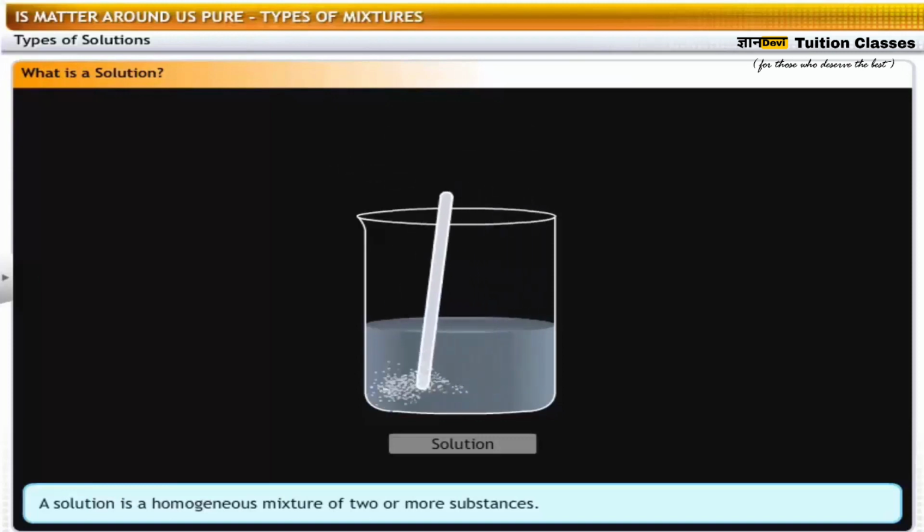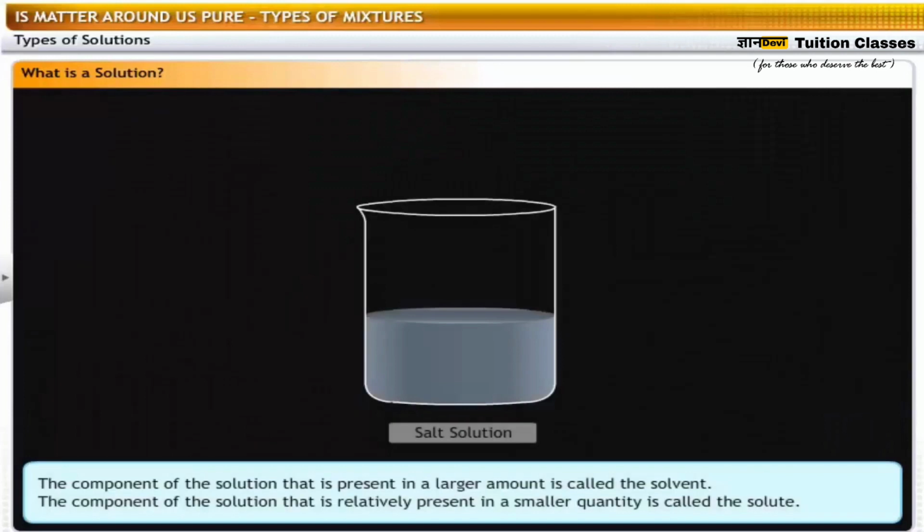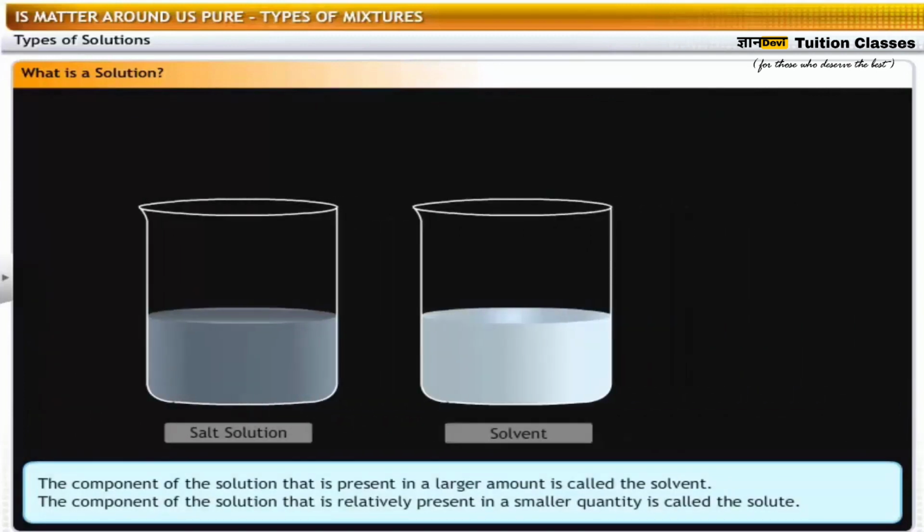A solution has a solvent and a solute as its components. A component of the solution that is present in a larger amount is called the solvent. A component of the solution that is relatively present in a smaller quantity is called the solute.